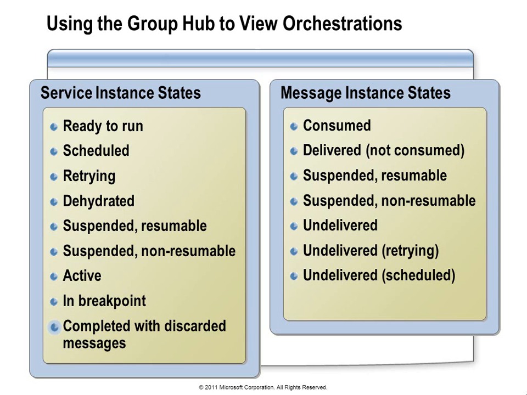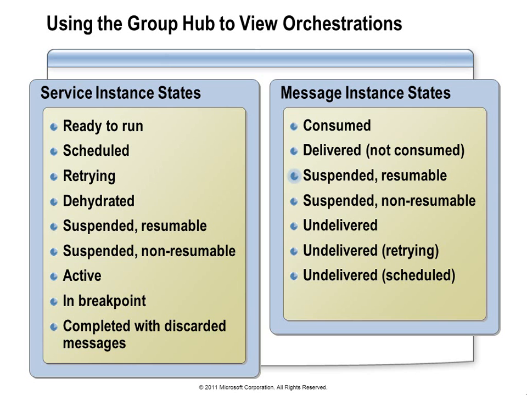Now, your orchestration will likely be working with more than one message, and so the Group Hub will report a status for each of those messages as well. So let's step through these states that are specific to the messages. The first one is the consumed state. This is what you would expect to see if an orchestration had accepted a message and was processing it. This next state, delivered not consumed, corresponds to the last state in the service instance list, the completed with discarded messages state. At the message level, the status of that message will be delivered but not consumed.